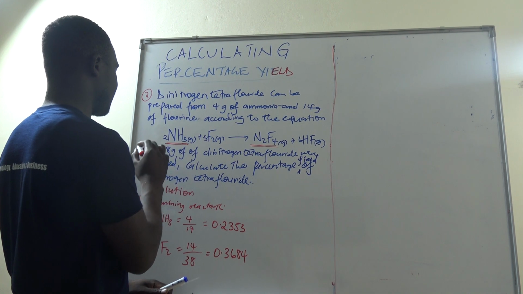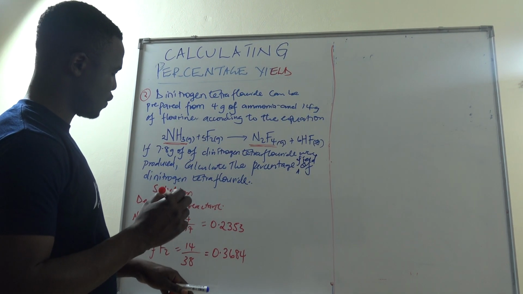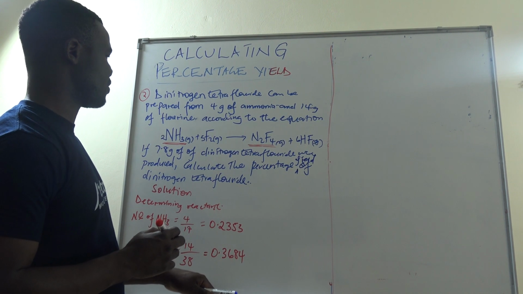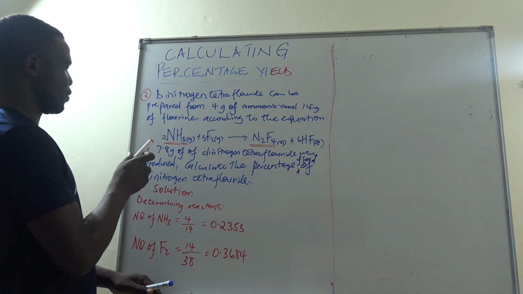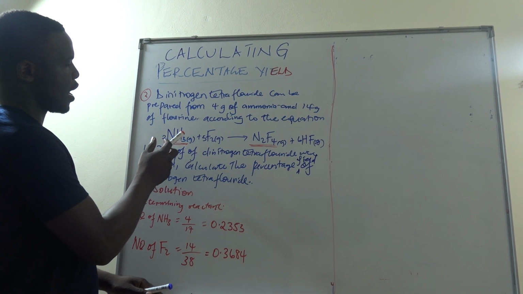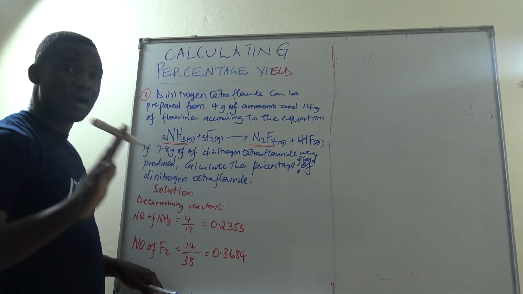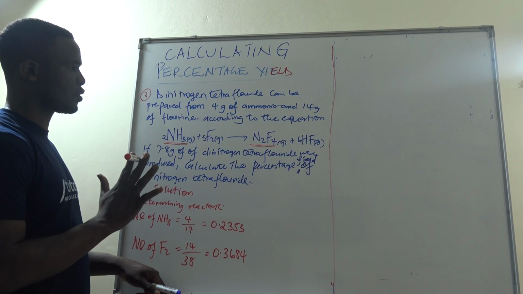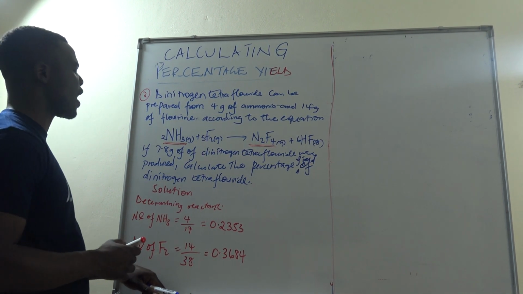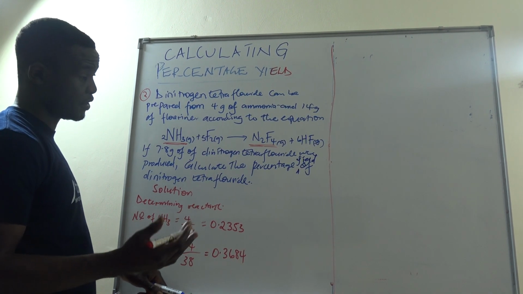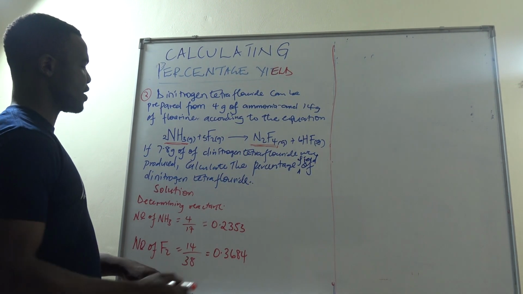If we need the amount of dinitrogen tetrafluoride that is formed, we must focus on ammonia. We said the limiting reactant is what is used to determine the amount of the final product. Now, let's determine the mass of dinitrogen tetrafluoride that is formed. Here, we realize that 2 moles of ammonia react to produce 1 mole of dinitrogen tetrafluoride. This means that we need to interpret this equation in a way that is convenient for us. We can use molar interpretation, we can use mass interpretation, but since they need mass, we shall use the mass interpretation.